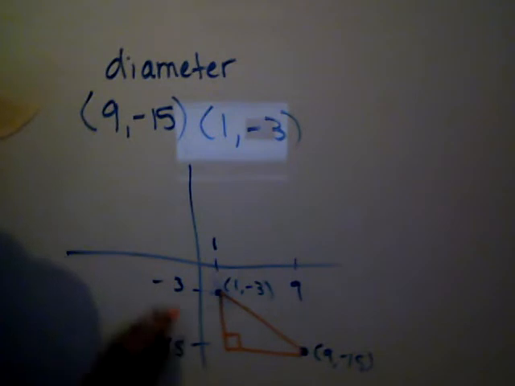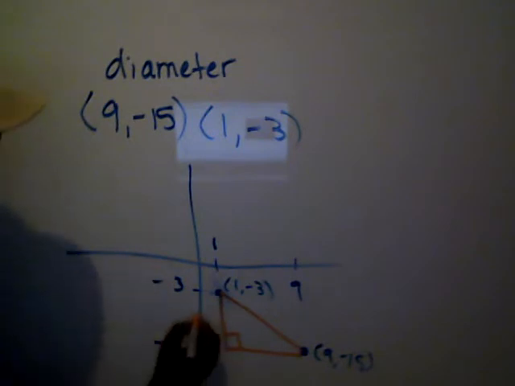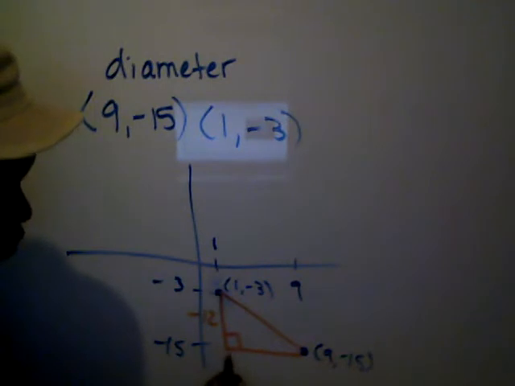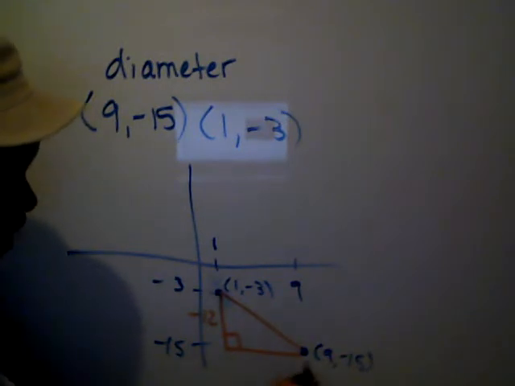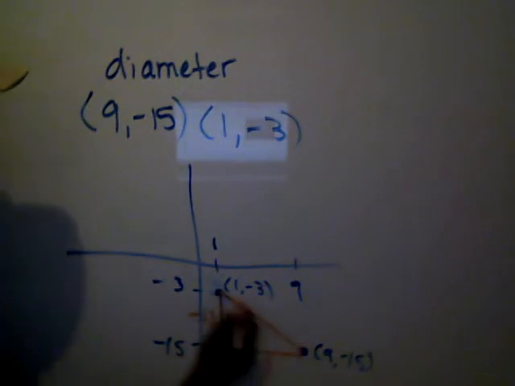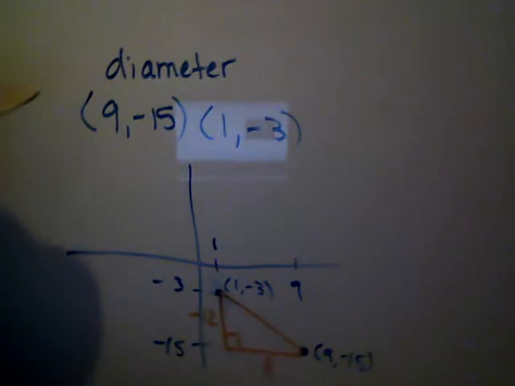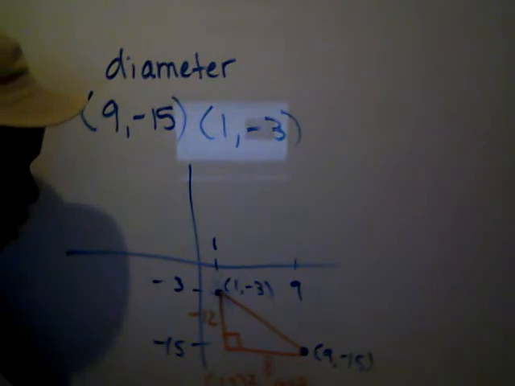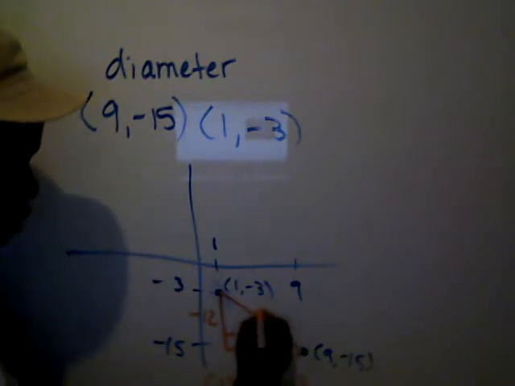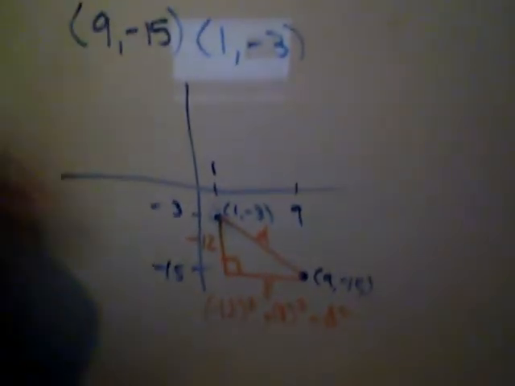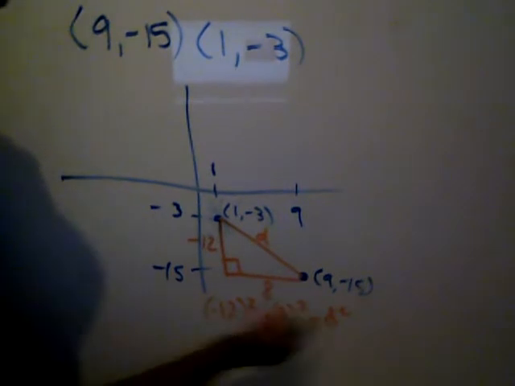So we went down, if we started at -3, we went to -15, we went down 12. If we started at 1 on the x and we went all the way over to 9 in the x, that means we went a distance of 8. So to find this distance, we could do the Pythagorean theorem. So it'd be -12 squared plus 8 squared equals, let's call this our diameter, let's call this d squared. So we got -12 squared plus 8 squared equals d squared.